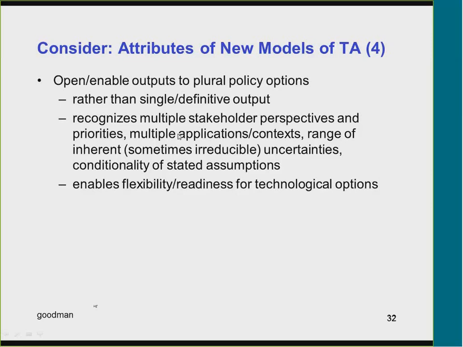There are multiple applications and contexts. There is a range of inherent and sometimes irreducible uncertainties involved, and of course a conditionality of stated assumptions. It's hard to look at all these variables and say that you're going to have a single definitive output. Are there multiple outputs that could accrue here? And as we learn over time, we may hone those down or we may expand them. This further enables flexibility and readiness for the technological options.